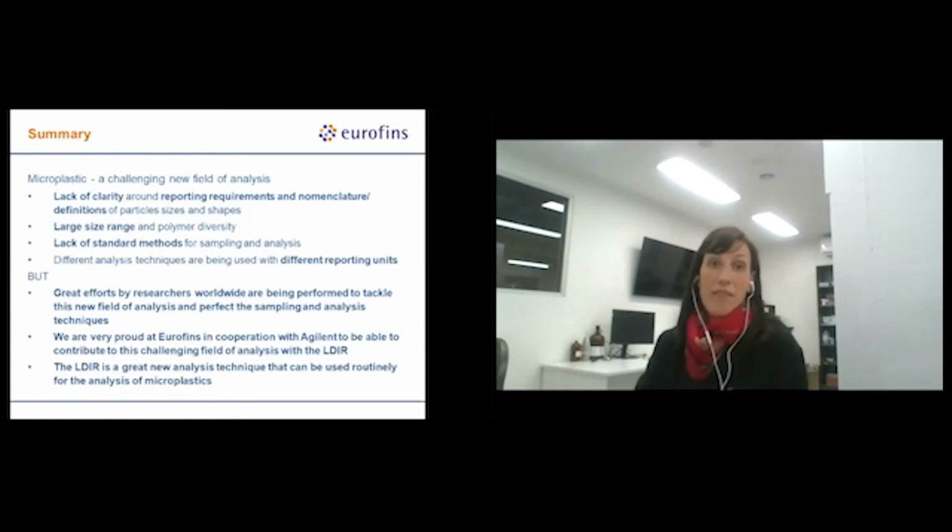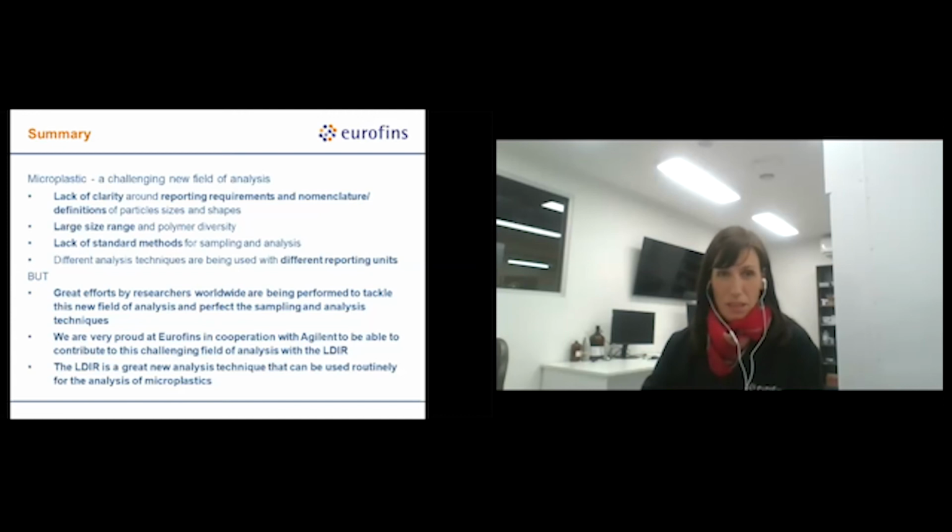FTIR. Just as a summary, microplastics is a really challenging new field of analysis. There's currently a lack of clarity around reporting requirements and nomenclature. Also, definitions of particle sizes and shapes, there's no regulatory body saying this is what we need to look out for. There's a large size range that can't be covered by our instrumentation at the moment, but there is none except for the pyrolysis method. There's a lack of standard methods around sampling and analysis. And also there are different analysis techniques which have different reporting units.